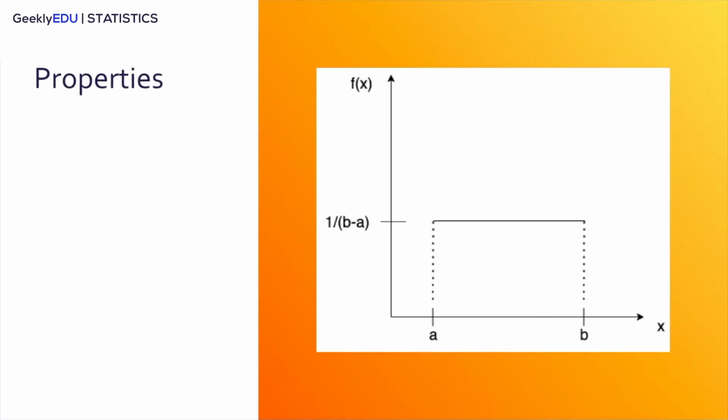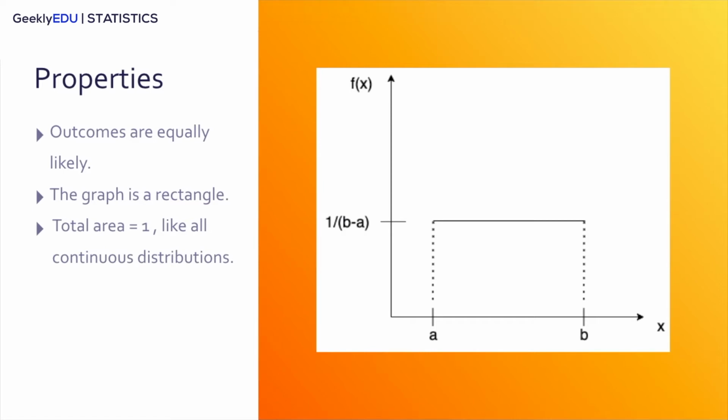Let's talk about the properties of the uniform distribution. First of all, the outcomes are equally likely, and that's why the graph is a straight line. Between a and b, the probability remains the same throughout. And of course, that makes the graph a rectangle, which is pretty easy to calculate. You don't need any fancy integrals for that. You just multiply the height by the length, and you've got your probability. And the total area, of course, is 1, like with all continuous distributions.